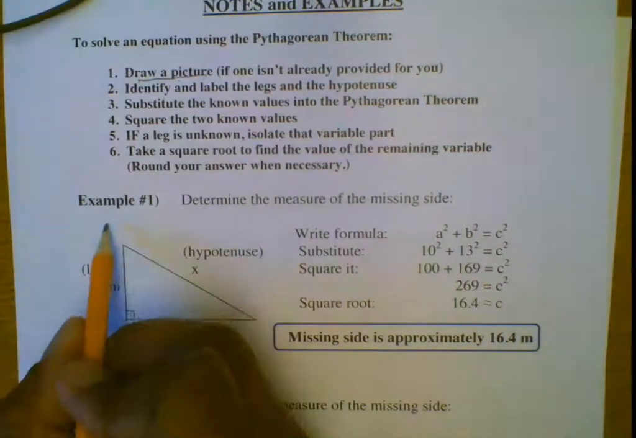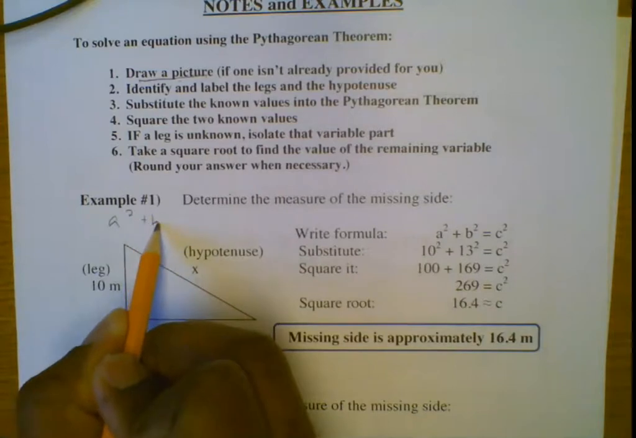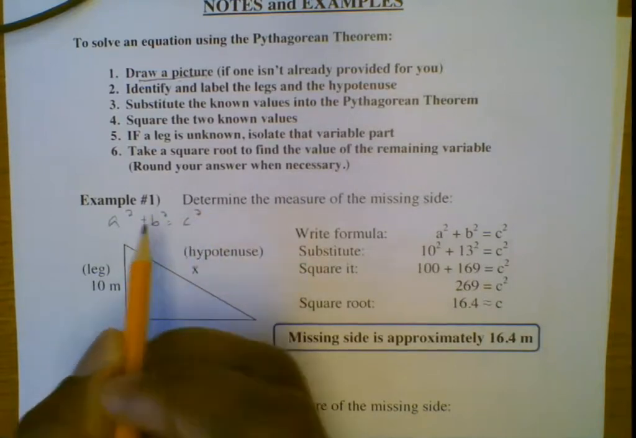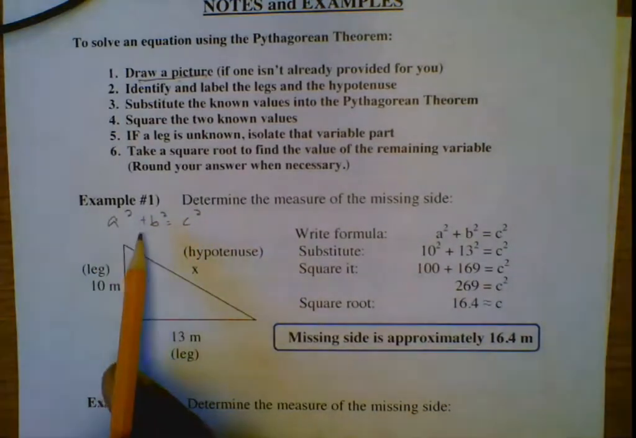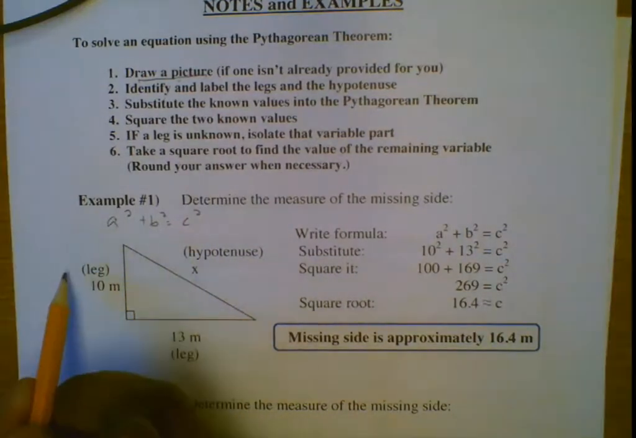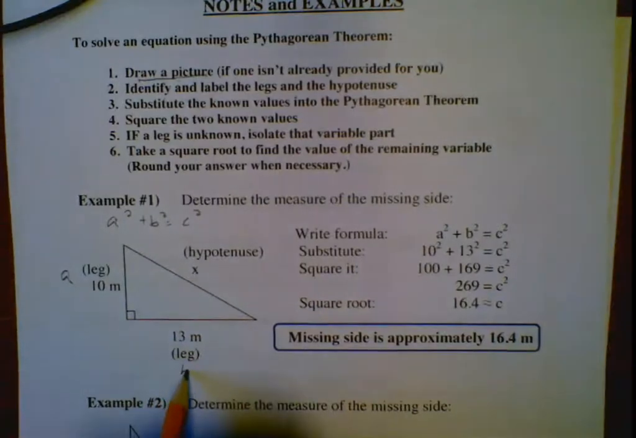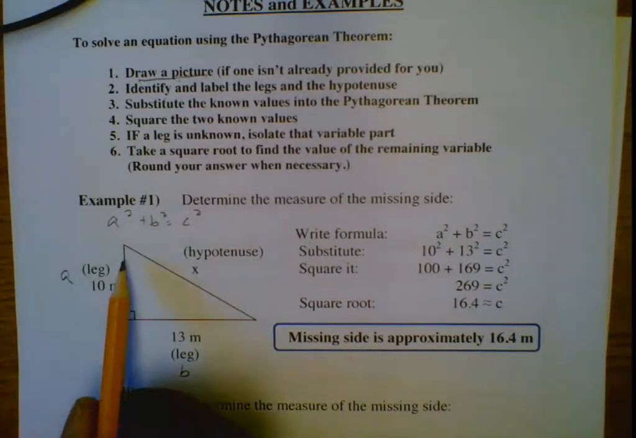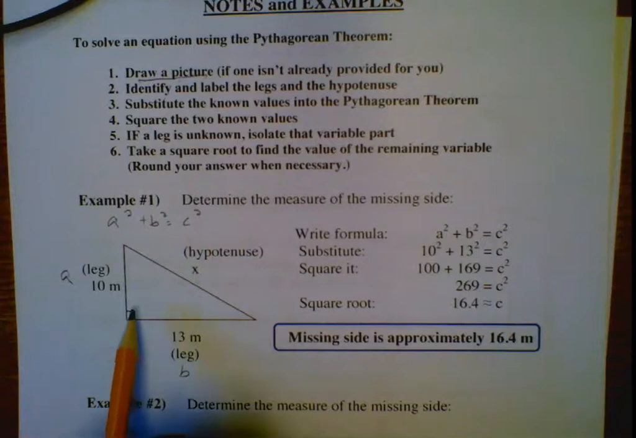Pythagorean theorem essentially says a squared plus b squared equals c squared. It says a to the second power plus b to the second power equals c to the second power. A and b are the legs. They're the sides that make the right angle. You might even say they're the two altitudes. But yes, they're the legs.